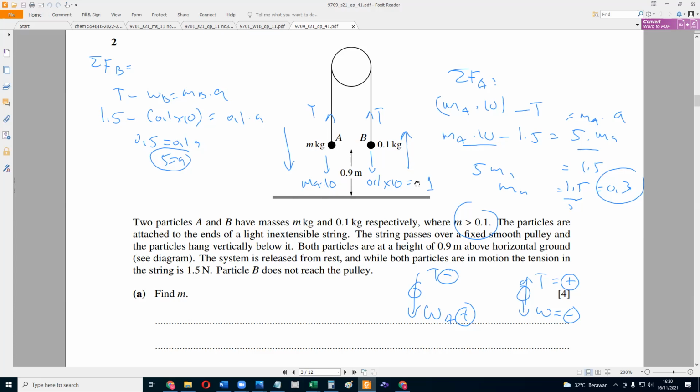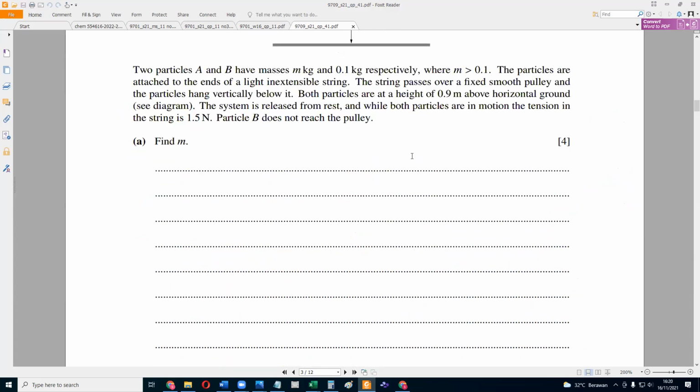Okay, can I erase this one? Sure thing. Okay, let's have the next one here.